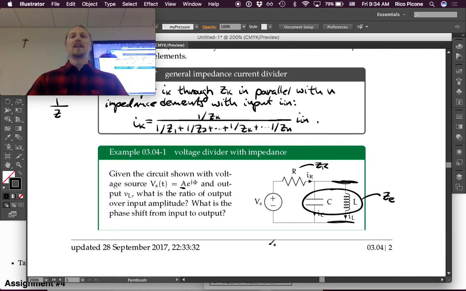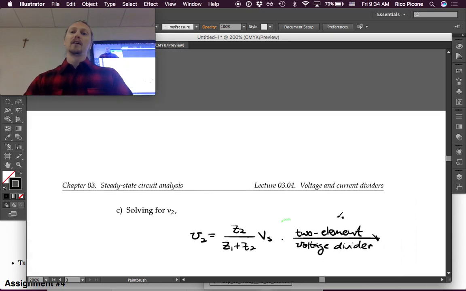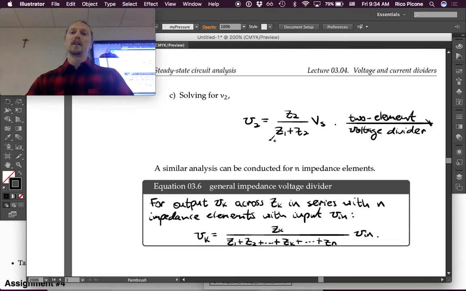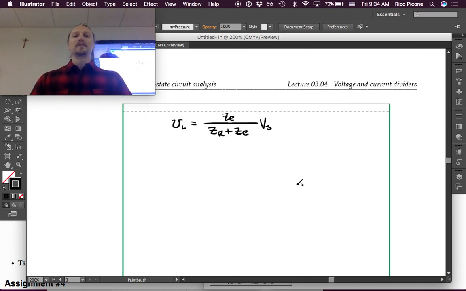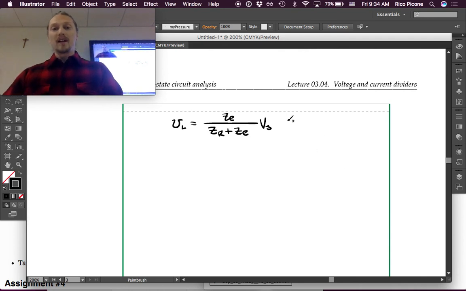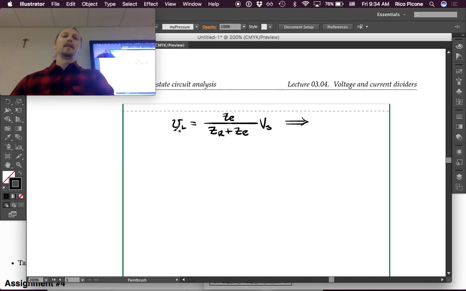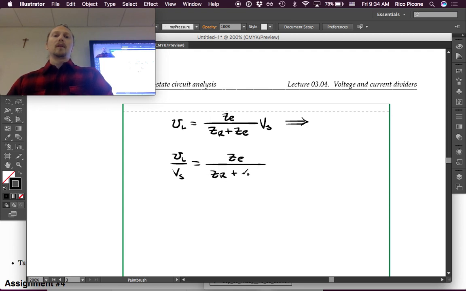Okay, did you see that move? There's one impedance, another impedance. They're in series, so it looks exactly like our two element voltage divider. So we just use that formula and boom. What's nice is we're looking for the ratio of the output to the input. So we can just divide Vs over to this side, and it's just equal to ZE over ZR plus ZE.